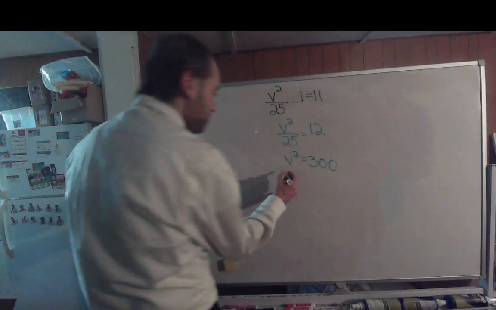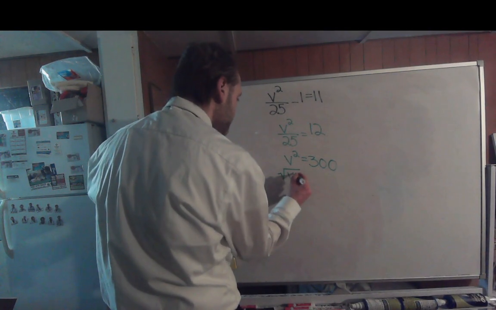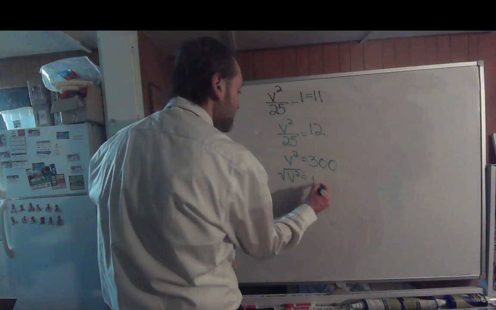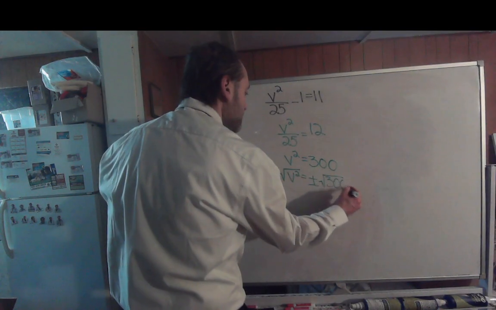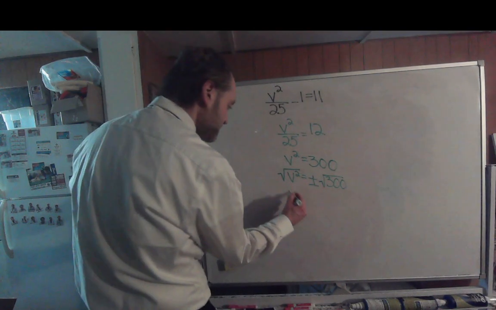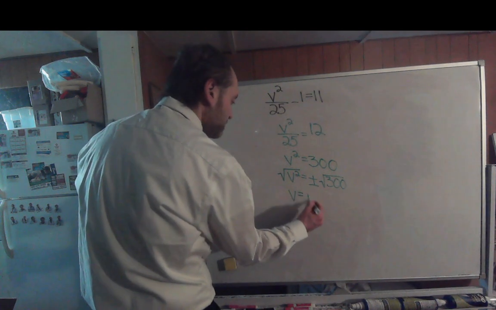Now we'll just take the square root of both sides. So the square root of v squared is equal to both plus and minus the square root of 300. So yeah, the square root of v squared is v. That's going to equal plus and minus.